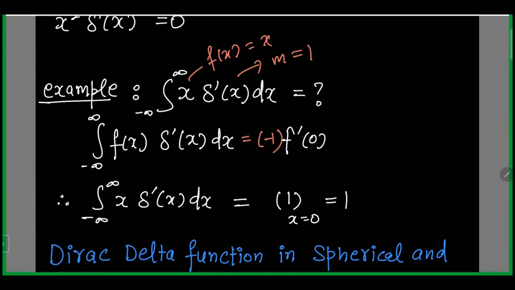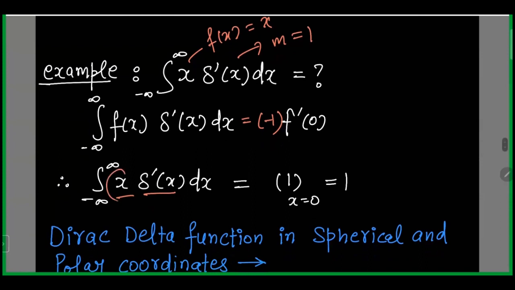So what is your f(x)? f(x) is x and you are differentiating 1 time. So you will first take the derivative of your function, which is 1, and then you put the value of 0 in 1. So if you put 0 in 1, it will remain 1 itself. Whatever is the value of x, your 1 remains 1. So the answer of the integral of x delta dash x dx is 1.